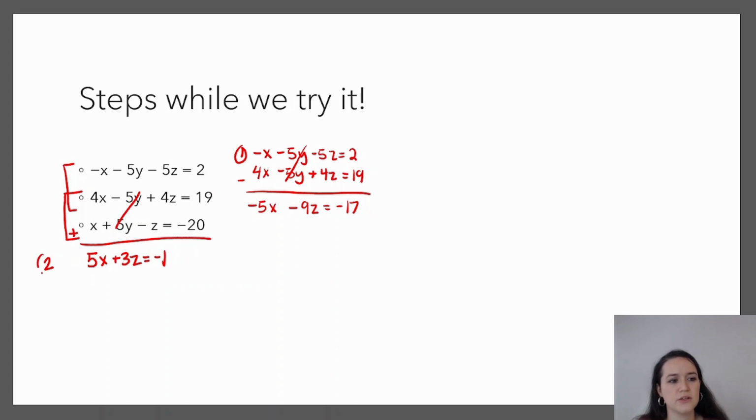So now, this is the first thing I do. Here's the second thing I do. This is kind of the steps while you solve it. Here's the third thing I do. I apologize since that's all over the place, but go with it. So I'm going to take the 2 systems that I just found. So my -5x minus 9z equals -17. And then my 5x plus 3z equals -1.